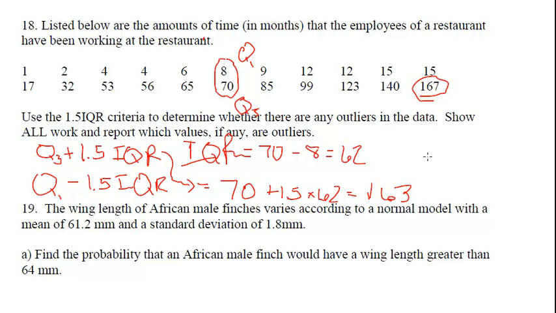Then I also want to compute the other one, so Q1 minus 1.5 times the IQR. That's going to be 8 minus 1.5 times the IQR, which is 62. And that's going to be equal to a negative number. That's pretty common. Anything less than negative 85 would be an outlier. Of course, that's not relevant in this example. So we have one outlier, and that's 167.